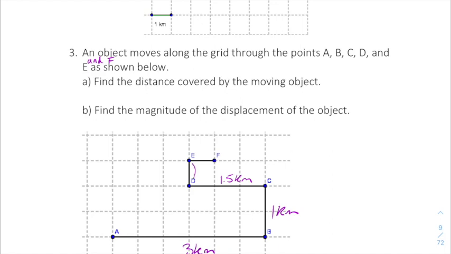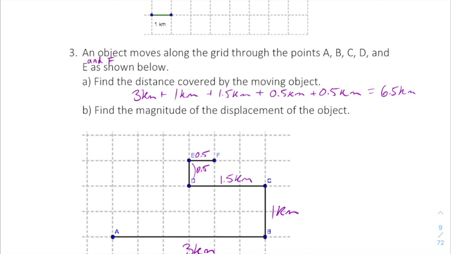And then this example here will be 0.5 and another 0.5. So that gives us a total of 3 kilometers plus 1 kilometer plus 1.5 kilometers plus 0.5 kilometers plus 0.5 kilometers. So that gives our total 3, 4, 5, 6.5. 6.5 kilometers.